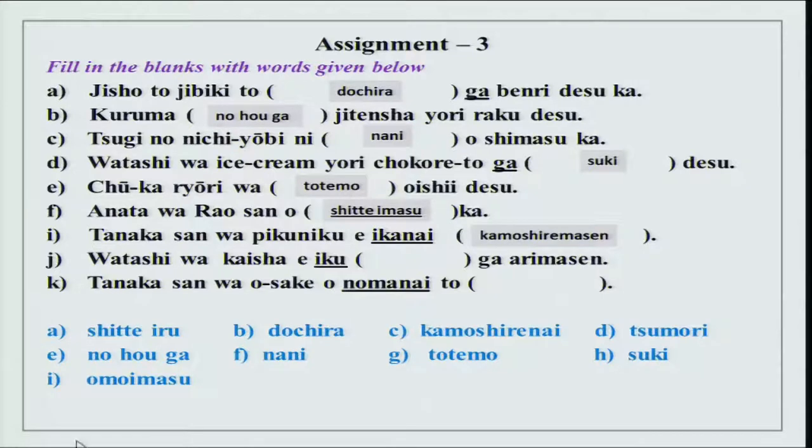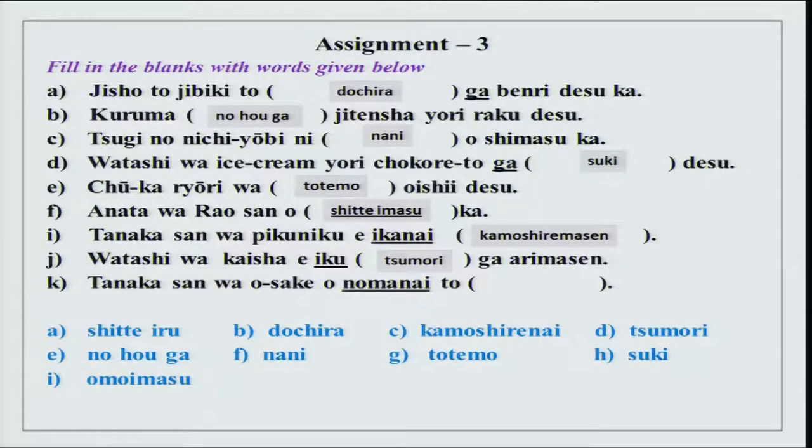Watashi wa kaisha e iku tsumori ga arimasen. Now again, tsumori is something we did last time in our last lesson. Tsumori means I intend to. So, it is my intention and not someone else's intention. Iku tsumori ga arimasen. So, even before tsumori, verb will be in plain form. Please remember that. Iku tsumori ga arimasen. I do not plan to go or intend to go. If you put ikanai tsumori ga arimasen, watashi wa kaisha e ikanai tsumori ga arimasen, then I plan to go to my office.